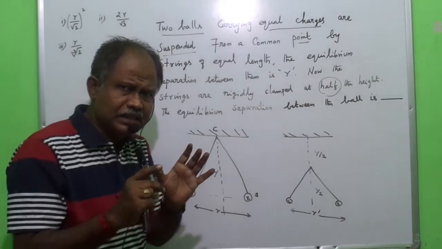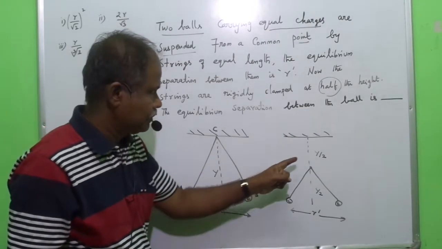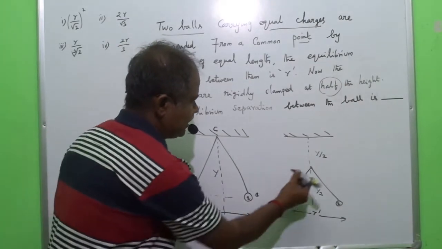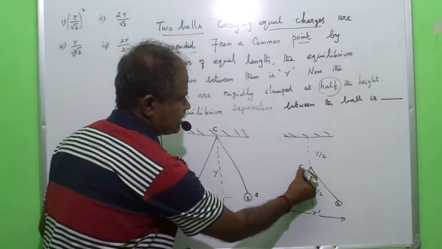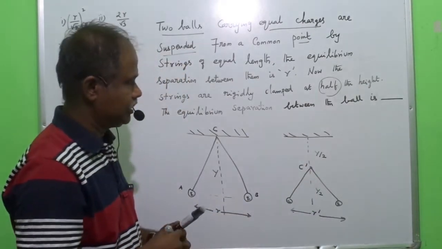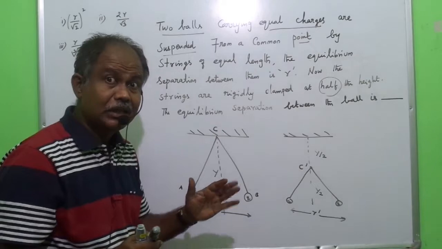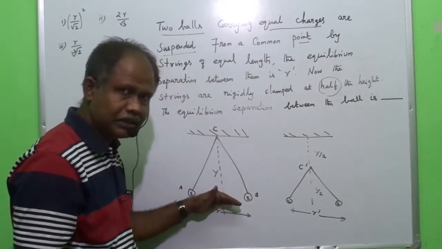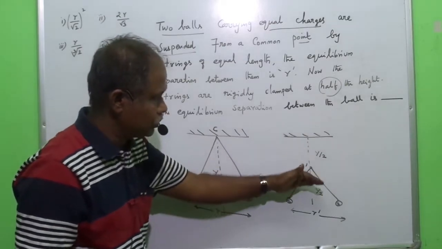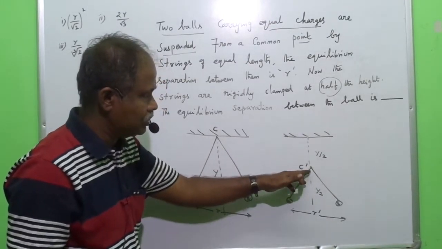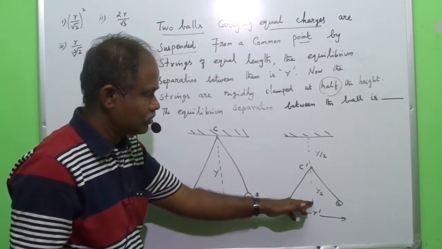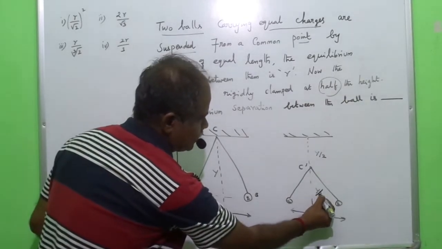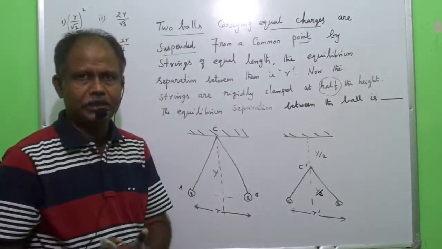In the next situation, there is a slight change. This common point has to be changed to C dash here. How is it changed? To half of its value. This is y, the vertical distance. Here it is y by 2. This point C changed to C dash. The length here is y by 2, and the length here is also y by 2.